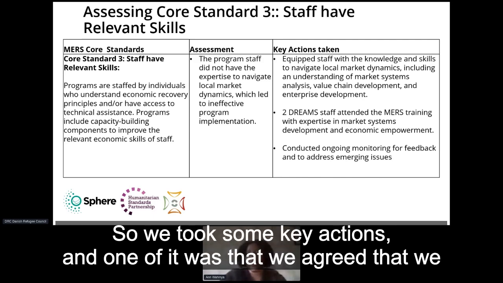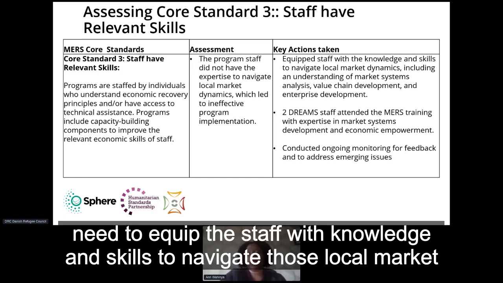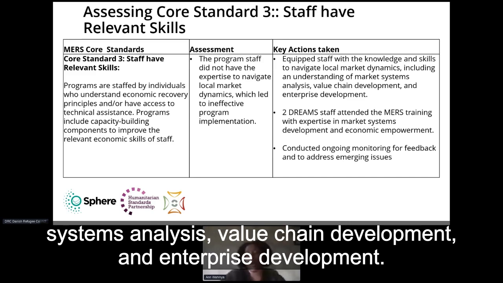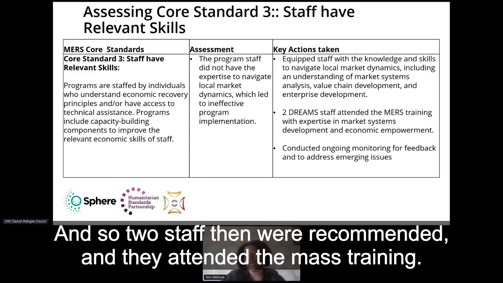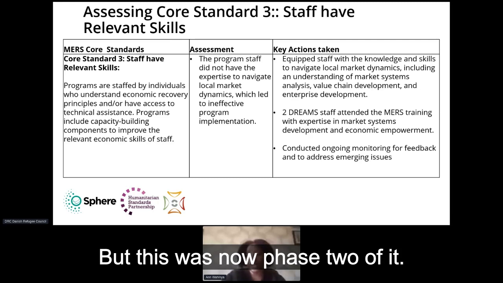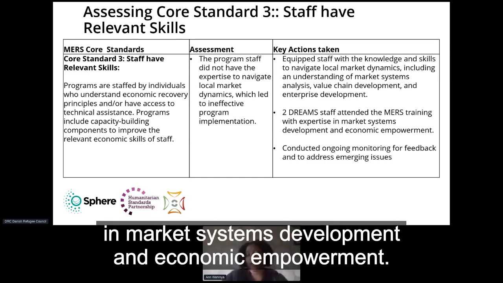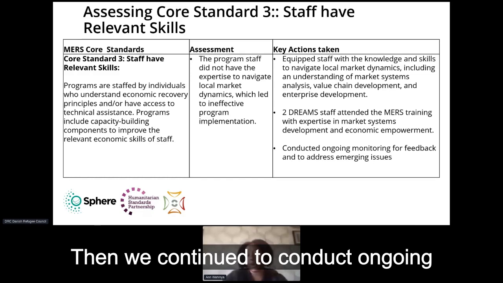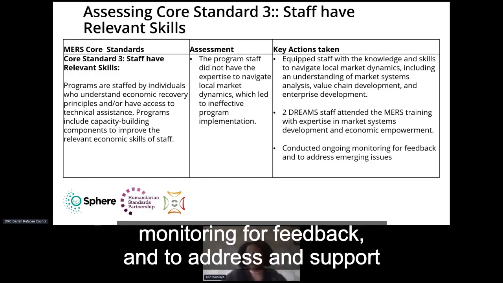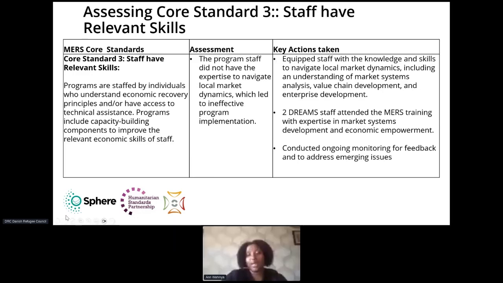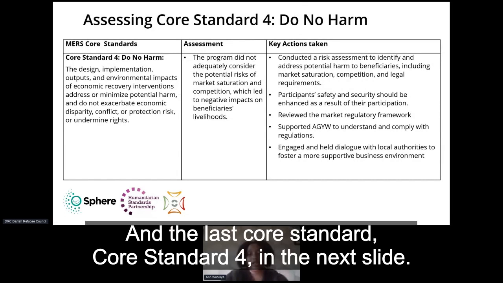So we took some key actions, and one of them was that we agreed that we need to equip the staff with knowledge and skills to navigate those local market dynamics that we were coming across, including how to do a market systems analysis, value chain development, and enterprise development. And so two staff were recommended, and they attended the MERS training. But this was phase two of it, just for them to get some expertise in market systems development and economic empowerment. Then we continued to conduct ongoing monitoring for feedback and to address and support any emerging issues as we were learning and applying the MERS standards. And the last, core standard four, in the next slide.